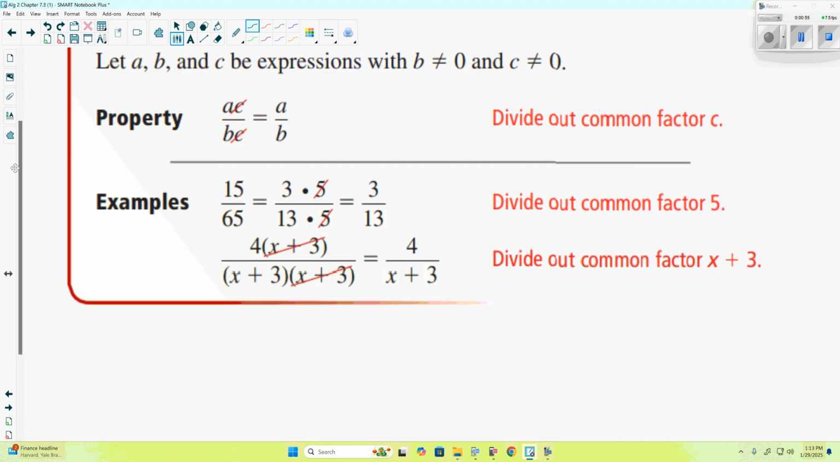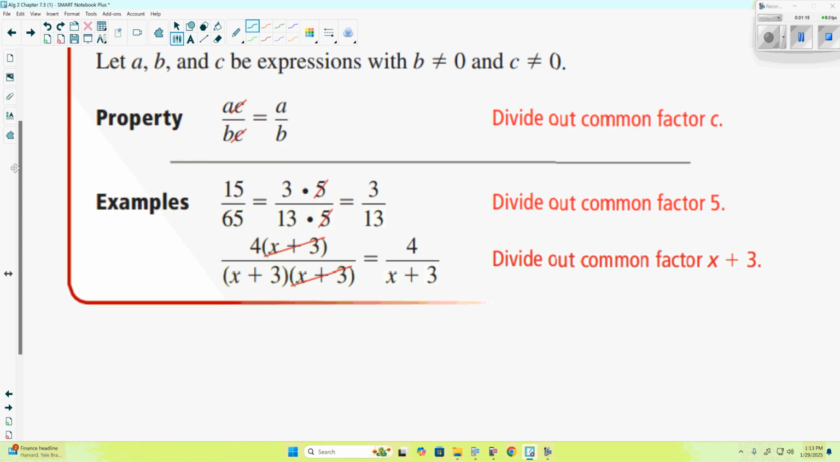So like with this here, we have AC over BC. Since C is in common on top and bottom, we simplify it out, leaving us with A over B. Same thing's true with numbers, 15 over 65. 15 and 65 have a common factor of 5. We would reduce the 5 out, leaving us with 3 over 13.